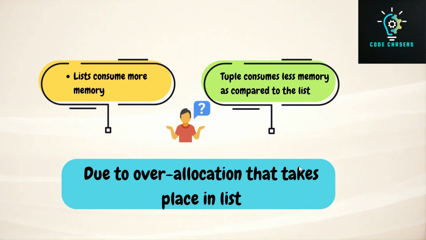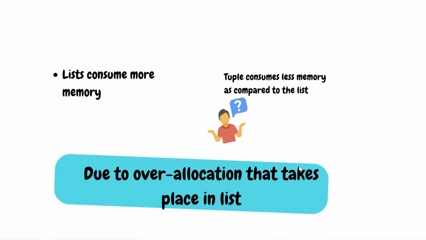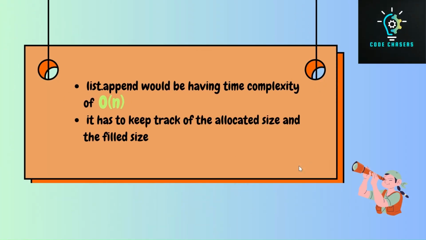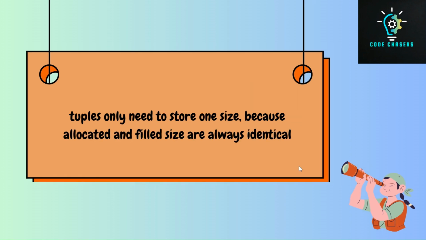Why? Due to overallocation that takes place in list. That means if we declare a list, there is a possibility that in future the list can be modified. For example, the time complexity of the list append method will depend upon the number of elements present in the list. So it has to keep track of the allocated size and the filled size after the append method. What time complexity is has been explained clearly in my earlier videos. I'll keep the link in the description. Please check it out. But a tuple needs to store only one size because the allocated size and filled size are always identical, because there is no possibility that the tuple can be modified in future.